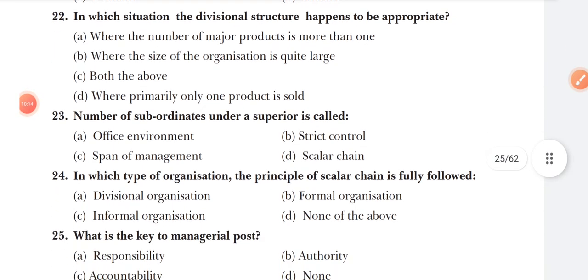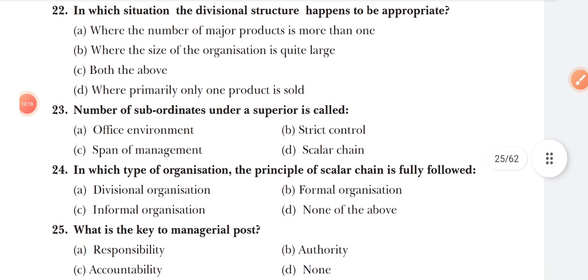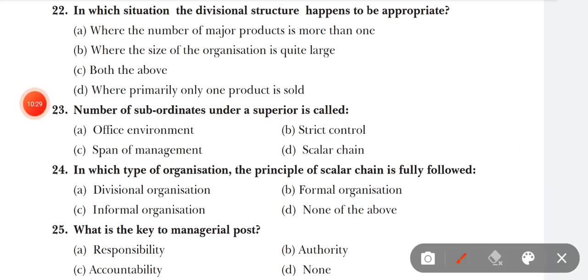Now question 25. What is the key to manager post? Option A, responsibility. Option B, authority. Option C, accountability. Or option D, none. And the correct option of this question is option B, authority.